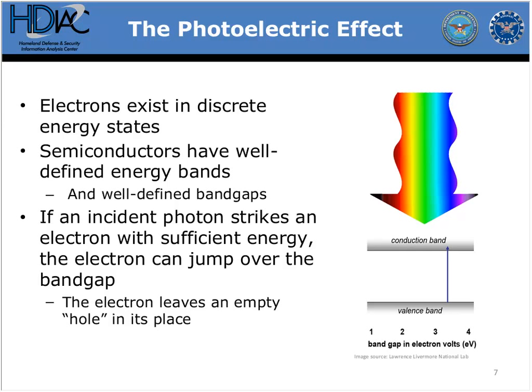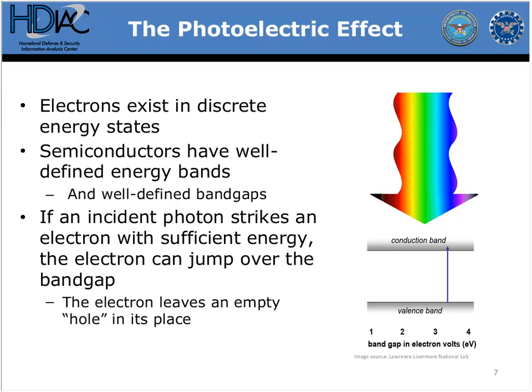Because of quantum physics, electrons exist in discrete energy states. And semiconductors have well-defined energy bands. And you can think of an energy band as a constant allowed energy level across the material where electrons can exist, period. They can't exist where there's no energy band. They can only exist where there's an energy band. And the corollary to a well-defined energy band is a well-defined band gap. So that picture on the right, if you look on the lower right, you'll see the two primary bands of a semiconductor, the conduction band at the top, valence band on the bottom, and between them is the band gap.